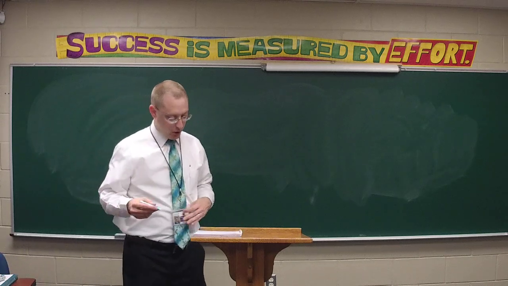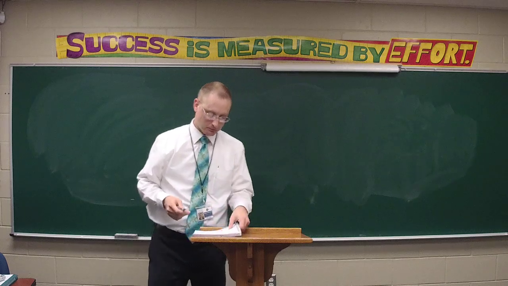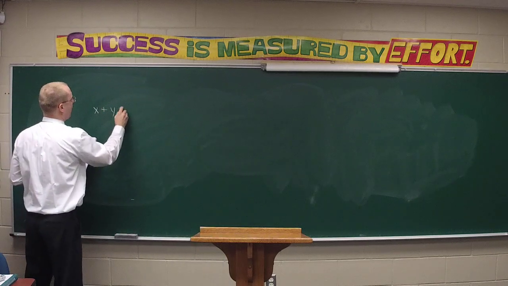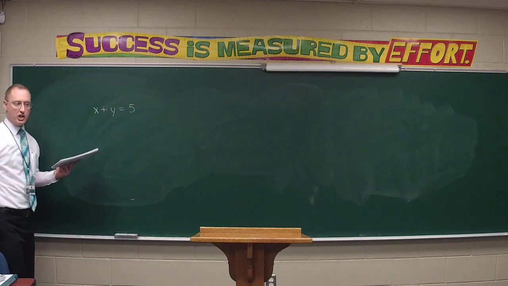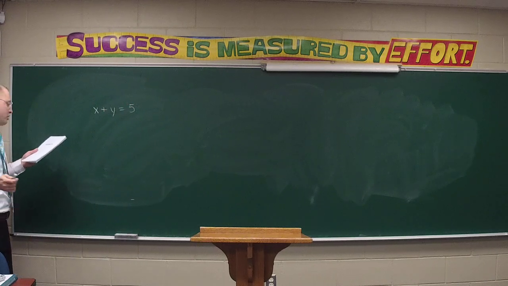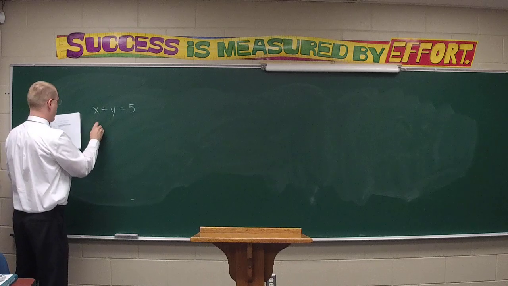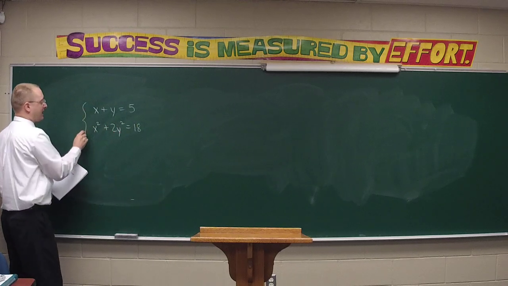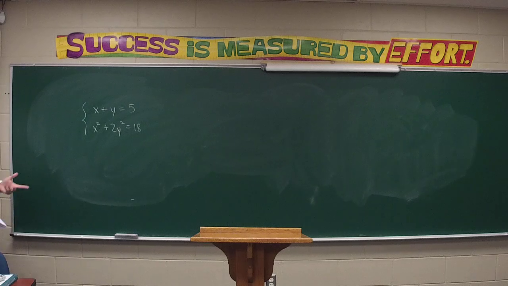Systems of equations involving quadratics. Copy this system on your paper if you would, please. x plus y equals 5. That's a good linear equation, right? Straight line, we like those. Those are happy. And then x squared plus 2y squared equals 18. I see squares, quadratic, not happy.